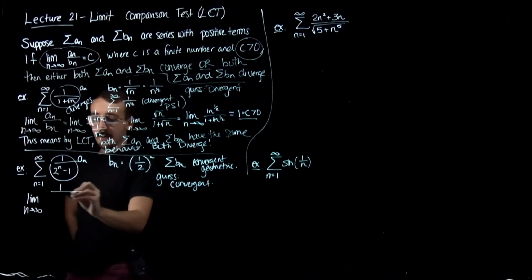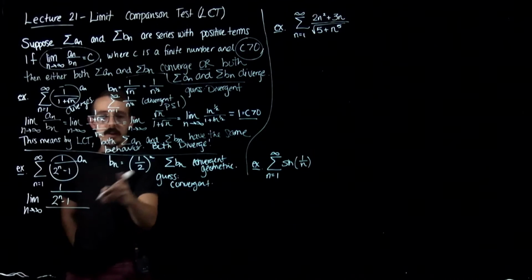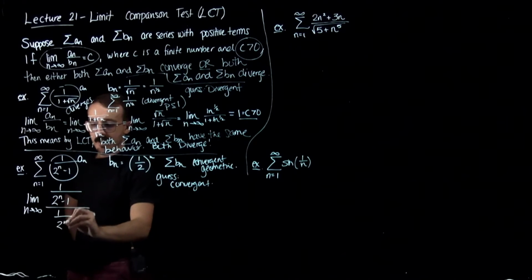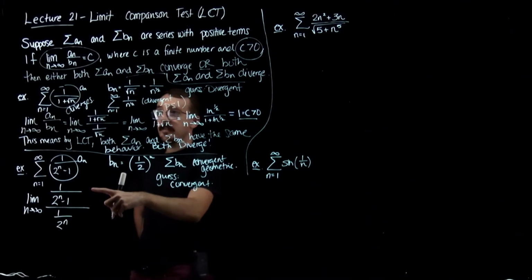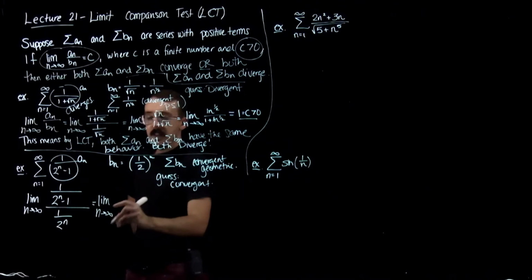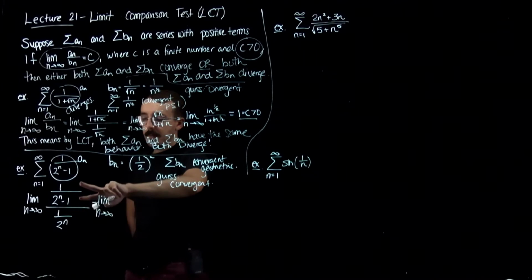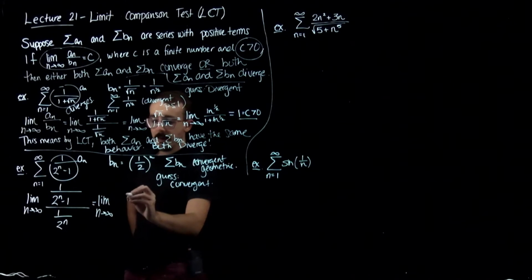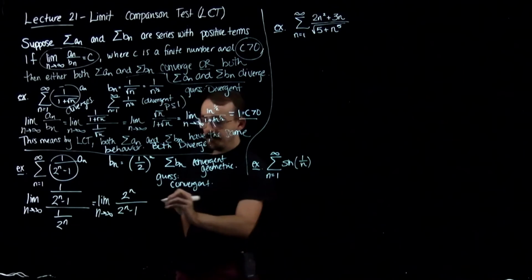So I have 1 over 2 to the n minus 1 divided by 1 over 2 to the n. So this is my a of n over my b of n. I'm using my formula. Then I'm going to do keep, change, flip. So if I keep this fraction and flip the other one on top and multiply, I'm going to have 2 to the n over 2 to the n minus 1.